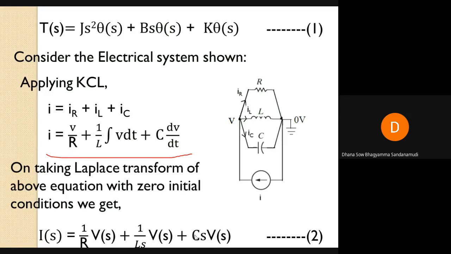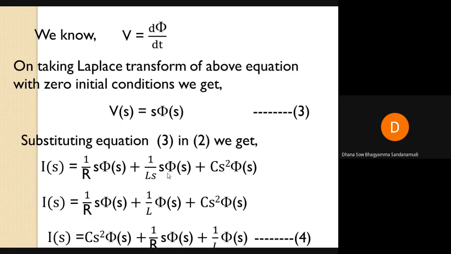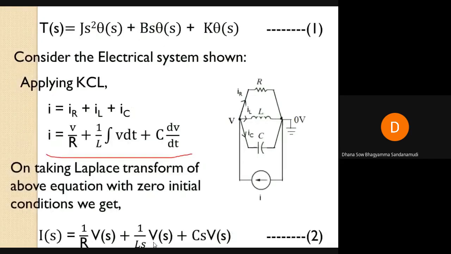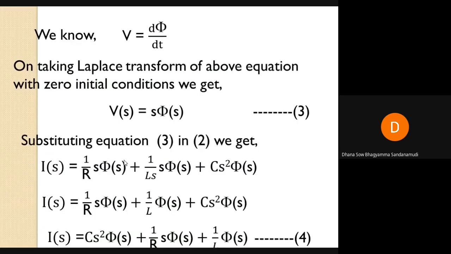Wherever V of s is there, you just substitute s into phi of s, and s square phi of s. You will get the s's cancel here. This is what you will get. Rearrange the terms in decreasing order of s power. You will get this equation. Now you can compare this equation with your equation number 1.